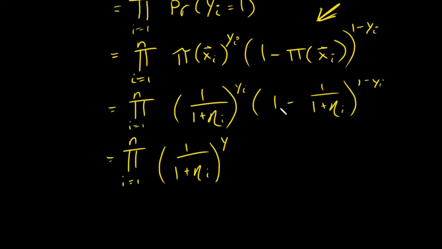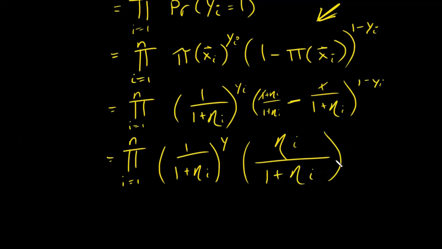If I want to simplify this, the 1 is the same thing as 1 plus nu i over 1 plus nu i. Why did I do that? Because I want the same denominator. So now I need to subtract this. The 1's will cancel, and I'll be left with nu i in the numerator and 1 plus nu i in the denominator. That's as simple as I'm going to get for the likelihood function.